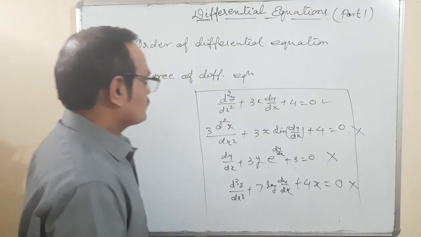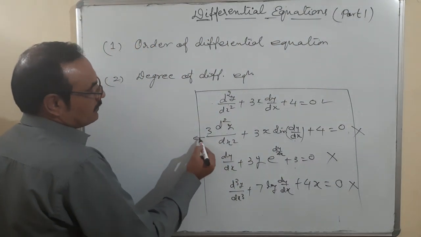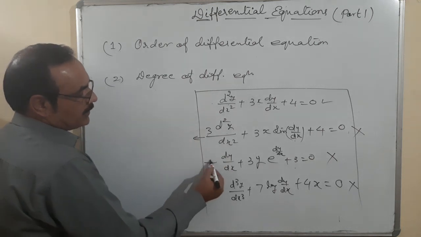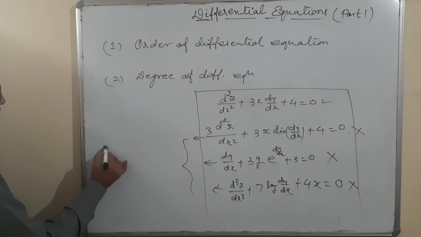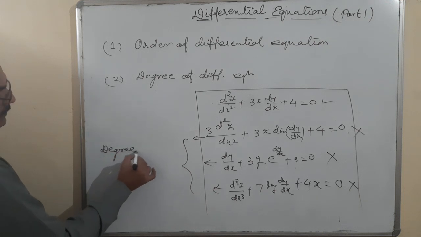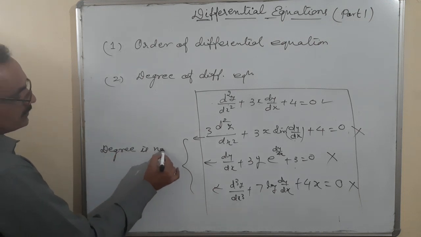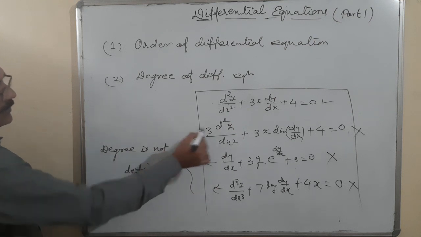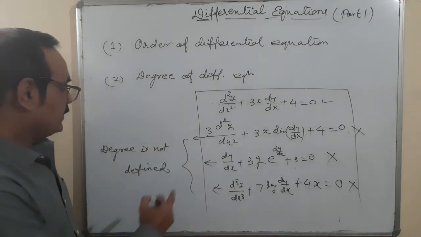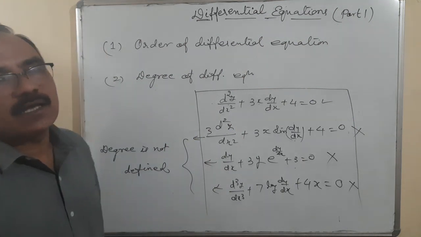So what does it mean? No degree. Degree is not defined, we'll write here. For these 3, we use the term that the degree is not defined.